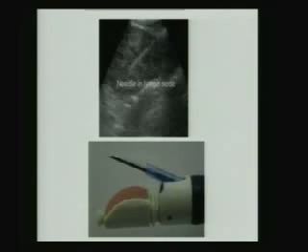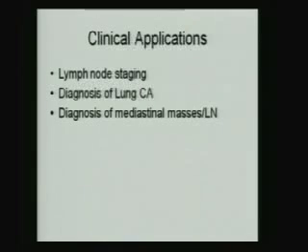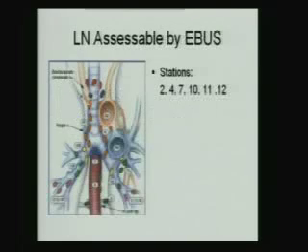And we see that the needle penetrated the lymph node after this maneuver. So what are the clinical applications of this technology? Primarily lymph node staging, but also helpful in the diagnosis of lung cancer when there are no endobronchial lesions, and also for diagnosis of other mediastinal masses, such as goiter or others, and mediastinal lymphadenopathy of unclear etiology, TB, sarcoidosis, and sometimes lymphoma.